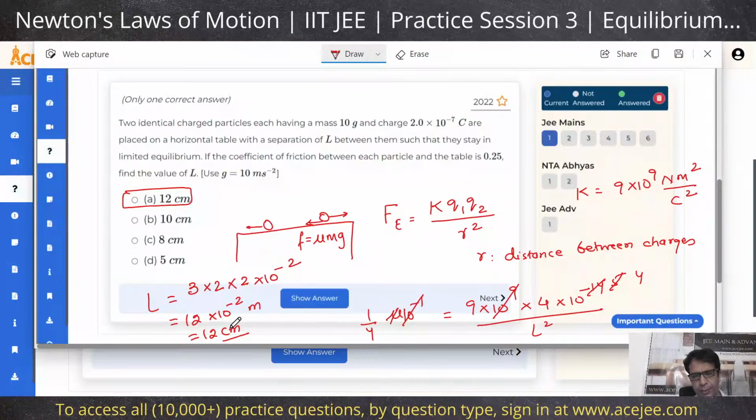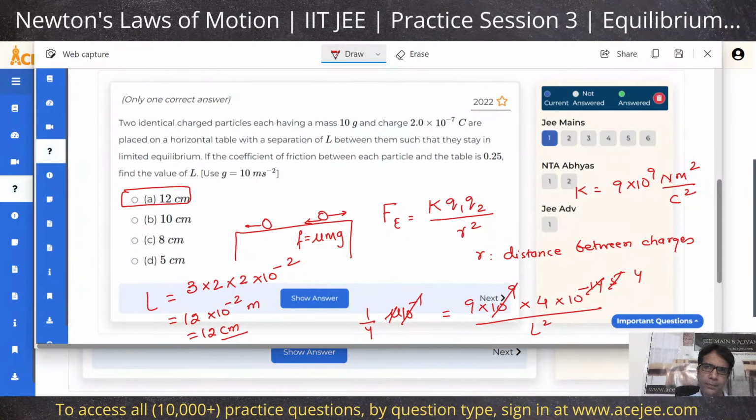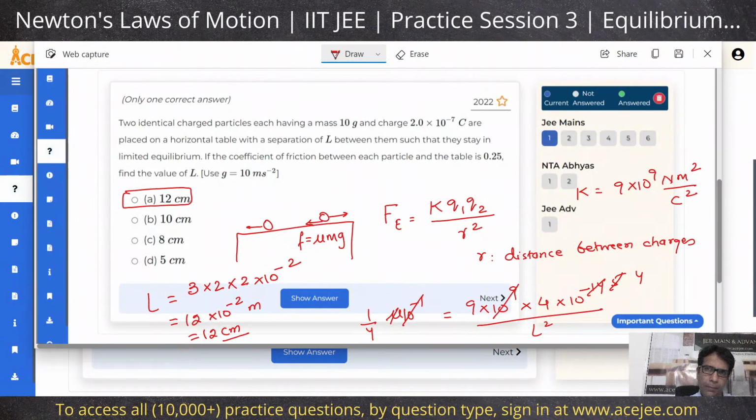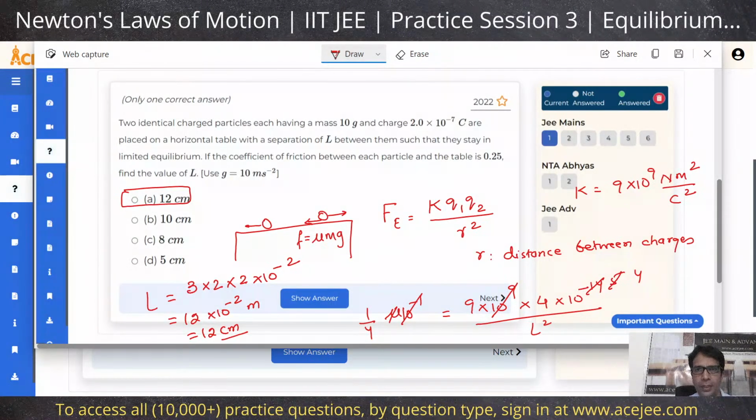So mg is coming to be 10 to the power minus 1. Mu is 0.25. This is 1 by 4. So you take 4 on the other side. Then L square is equal to 9 into 4 into 4 into 10 to the power minus 4. You take the square root, you'll get 3 into 2 into 2 into 10 to the power minus 2. So that is 12 into 10 to the power minus 2 meters or 12 centimeters. Yes, Peter? Clear? So I'm checking. Okay, yeah.